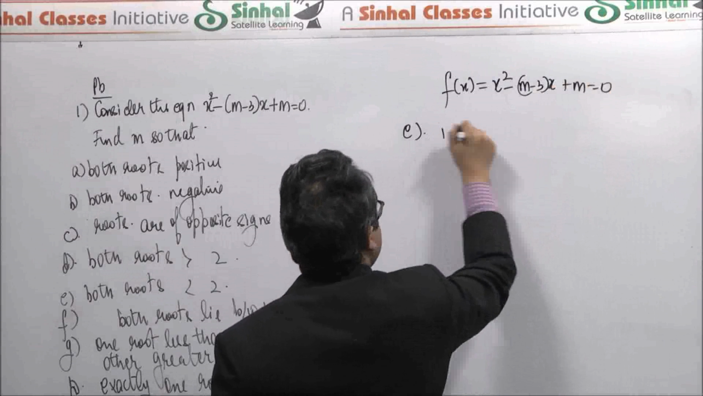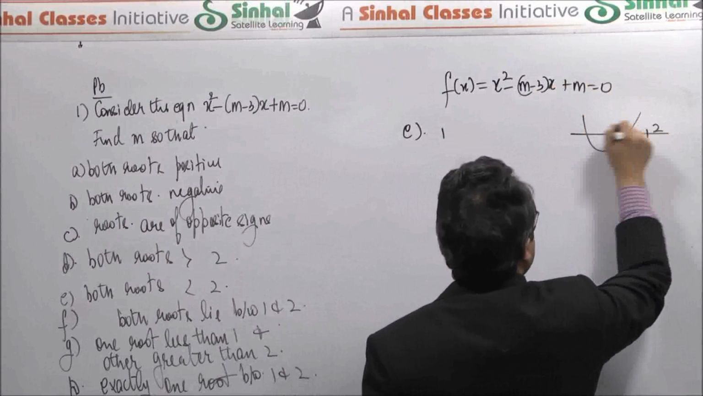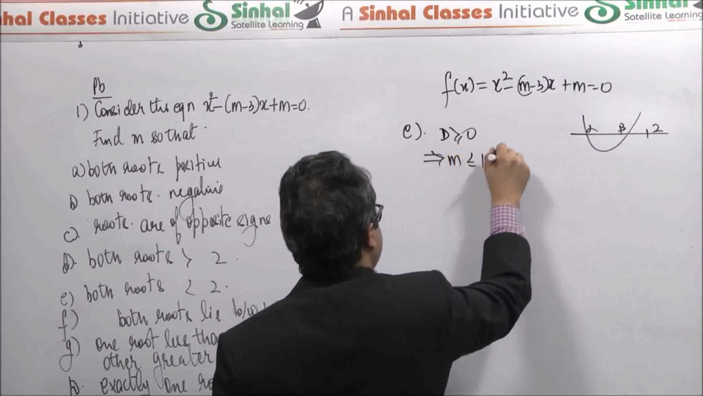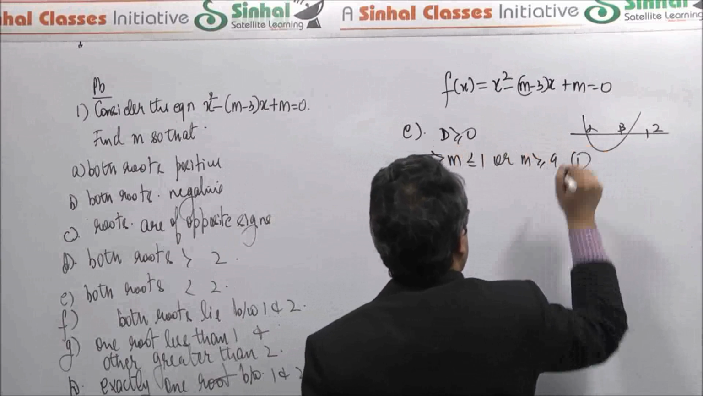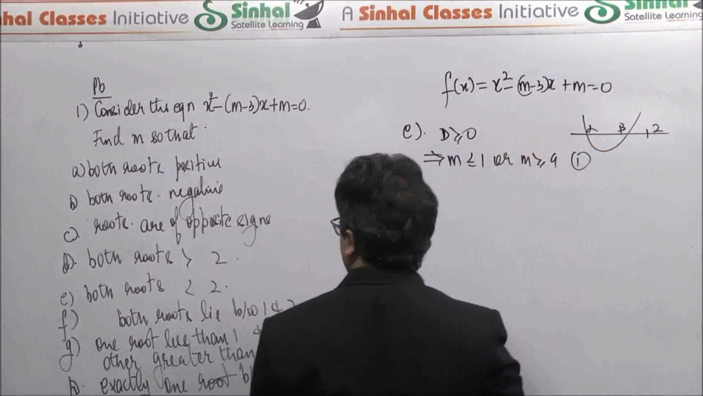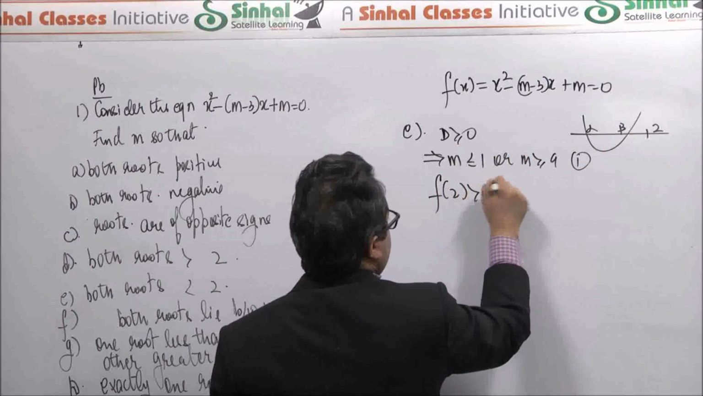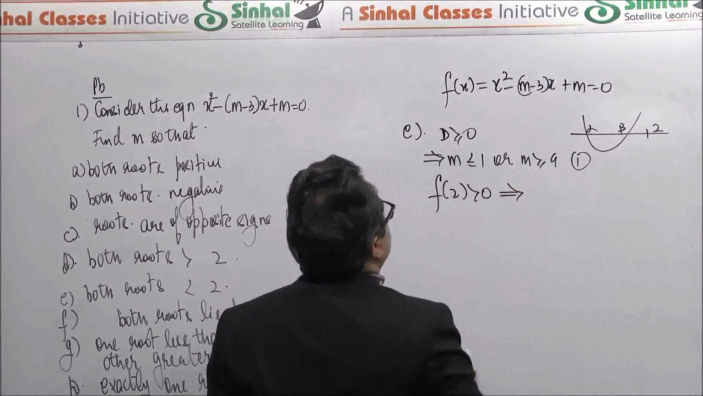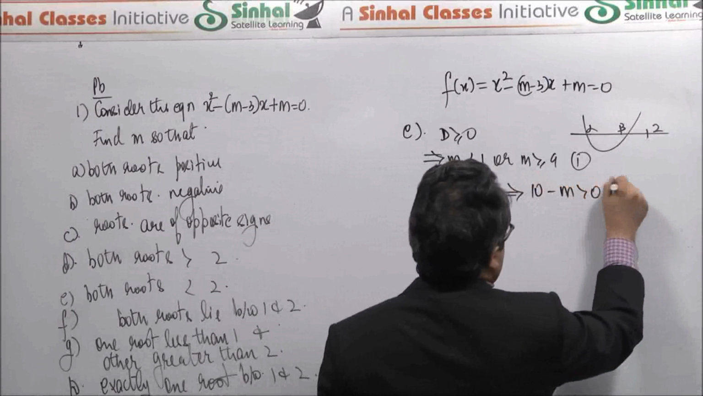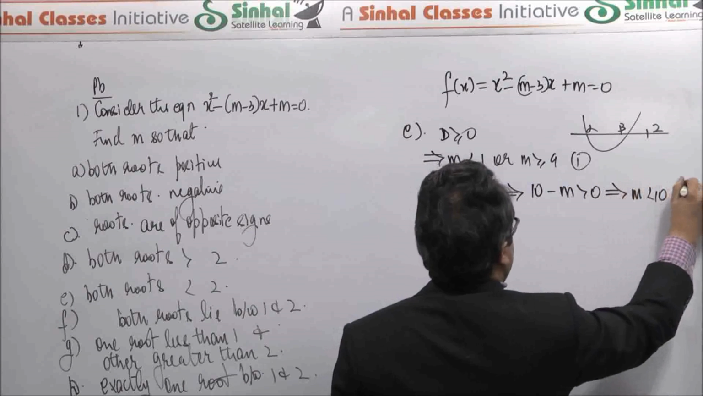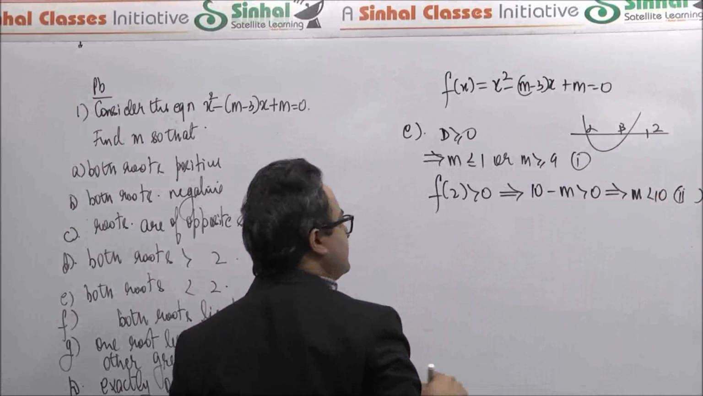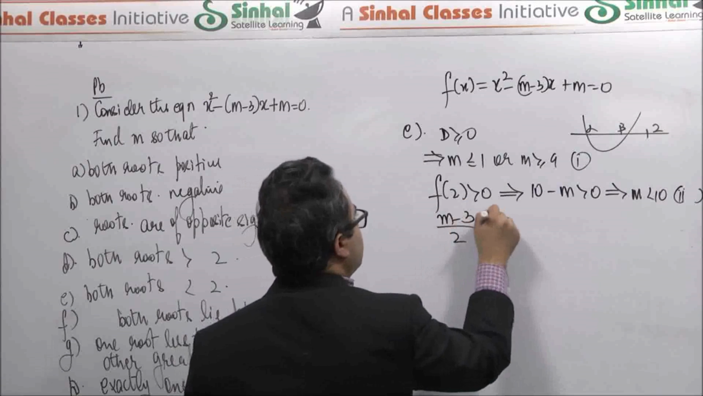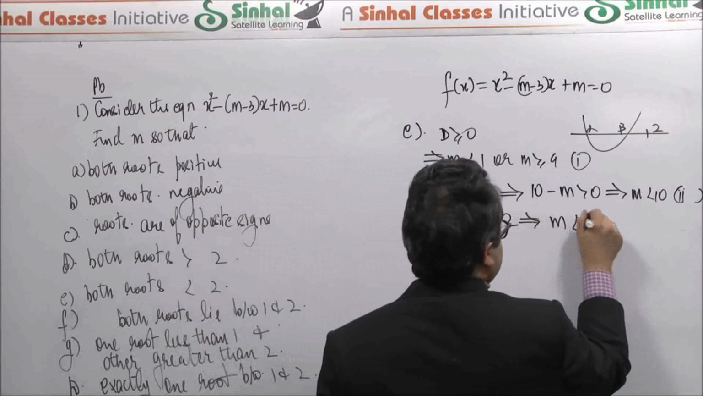For the e part, again, both roots are less than 2. So this is the situation. So again, d should be greater than or equal to 0. Second condition will be that f of 2 again is clearly positive. So f of 2 again had turned out to be how much? 10 minus m. And the third condition now is that since both the roots are again less than 2, the x coordinate of the vertex, that is m minus 3 by 2, should also be less than 2. So m should be less than 7.